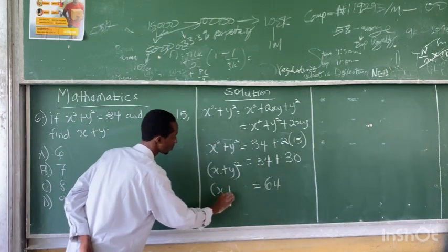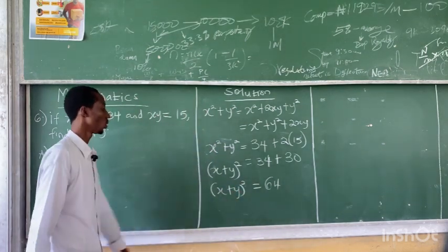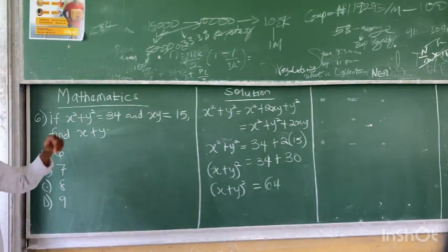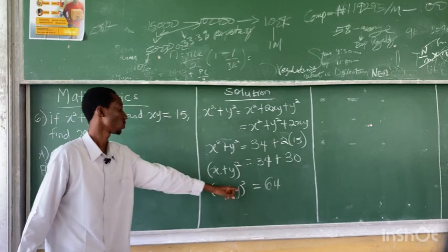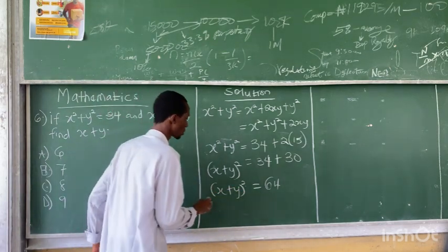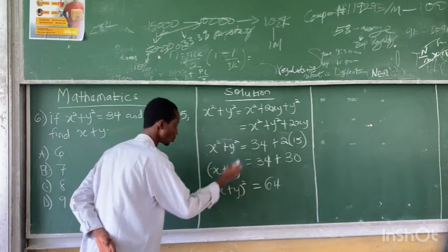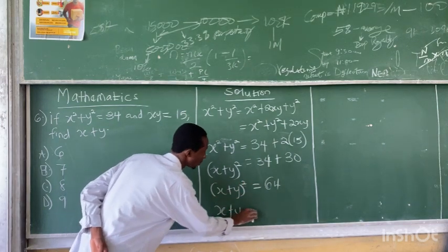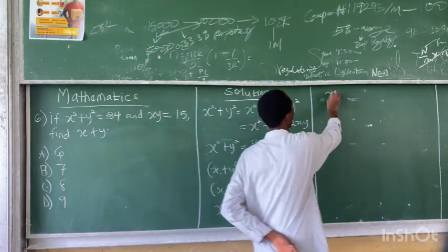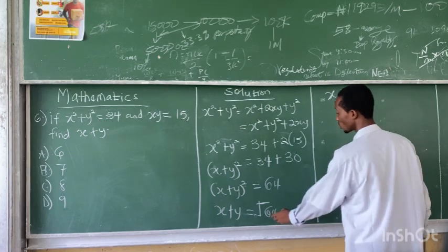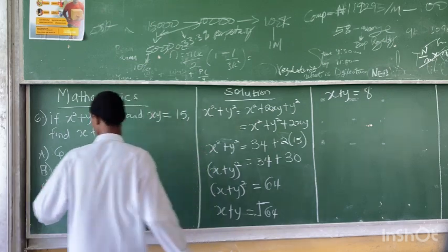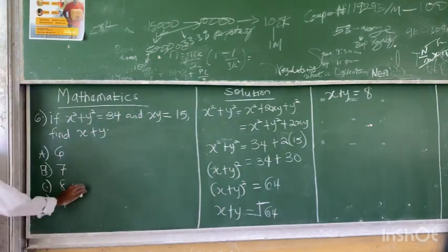We have x plus y squared, but they say we should find x plus y. To find x plus y here, what we need to do is to take the square root of both sides. If we take the square root of both sides, the power 2 here goes off. We have x plus y is equal to the square root of 64, which is 8. Now the correct option here is option C. X plus y is equal to 8.